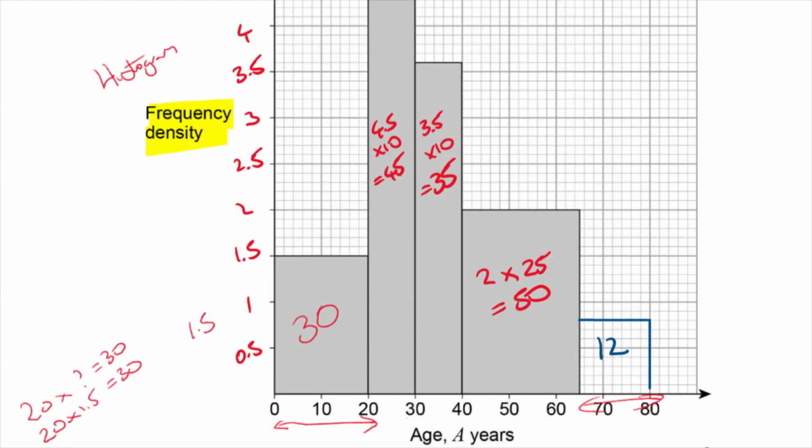Okay, so then the total number in the club is going to be those values added together then. So the 30, the 45, that's not 35, that's 36. Oops. Let's just change that. Good spot, Tony. That's equal to 36. So 30, 45, 36, 50, and 12.